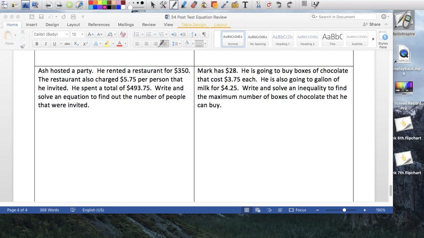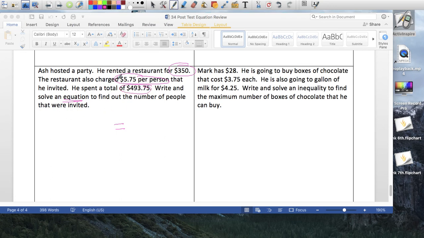Ash hosted a party. He rented a restaurant for $350. The restaurant also charged $5.75 per person invited. He spent a total of $493.75. Write and solve an equation. Okay, so it has an equal sign. Okay, circle. Circle, circle. So, write and solve an equation.